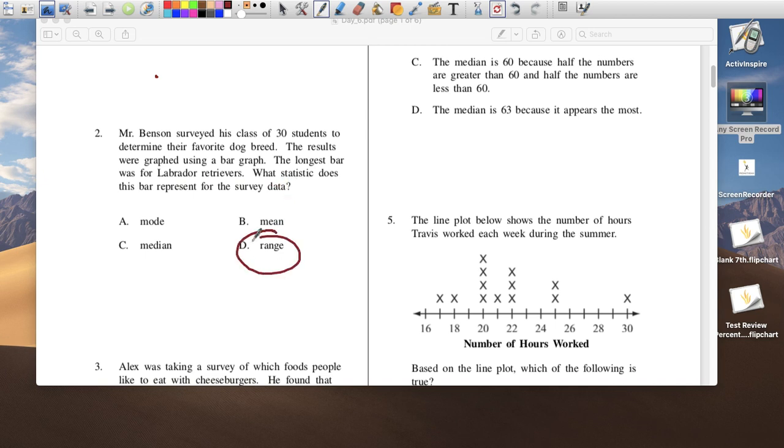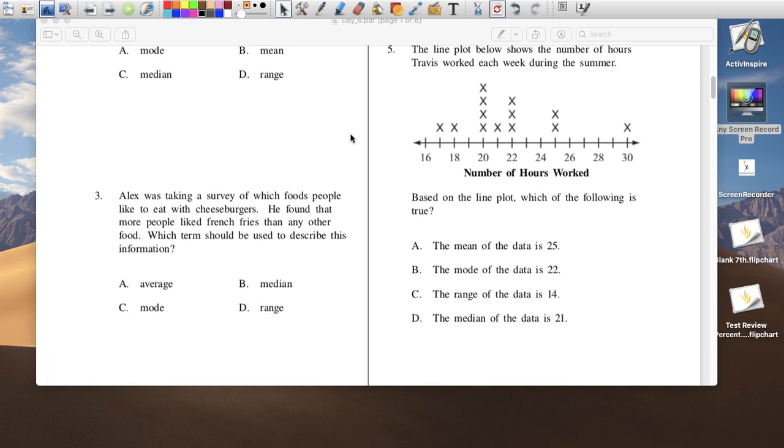Well, it's not the range because you can't subtract a Doberman minus a Labrador or something. The mean, you can't, because we're not talking about numbers. We can't add the dogs and divide by however many dogs, so that makes no sense. And the median likewise doesn't make any sense, because how are you going to organize the dogs from least to greatest? Garbage, garbage, garbage, and you want the mode. The mode is the one that shows up the most.